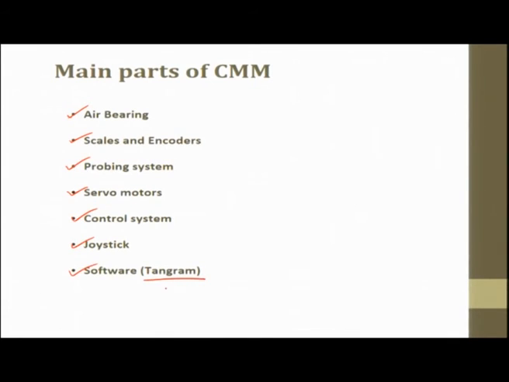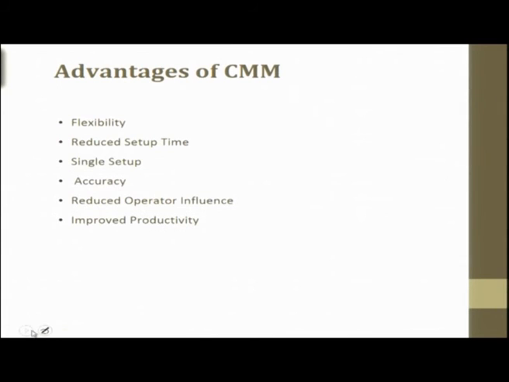Software that we use here is Tangram software. Okay. So advantages of CMM. This I should have told you after completion of the whole lecture, but advantages here are the flexibility. Flexibility means we can use it manual or automated. In a manual system there is a big flexibility that whatever we need to measure, if we know some initial information, basic information, we can use it accordingly, according to our requirement.